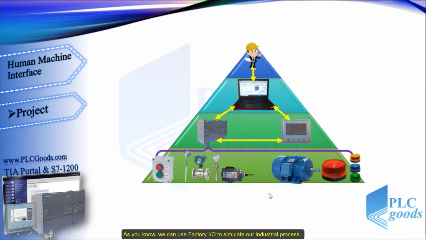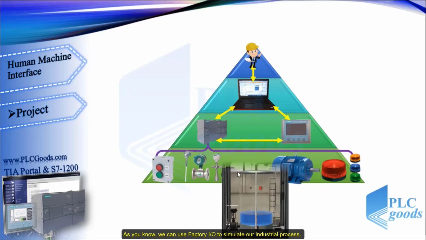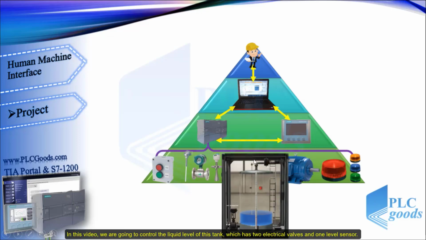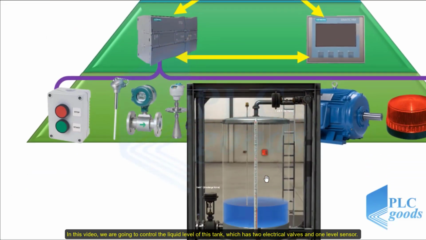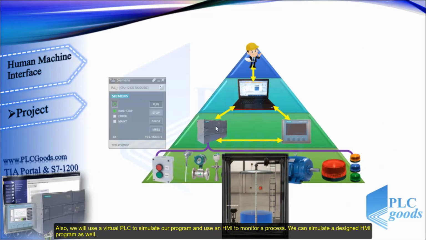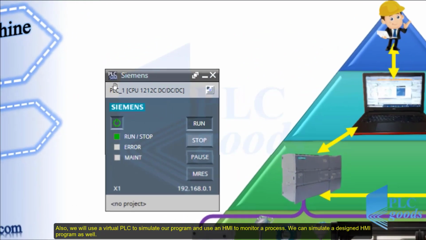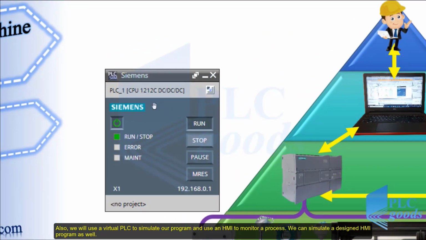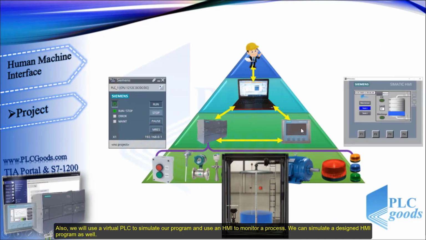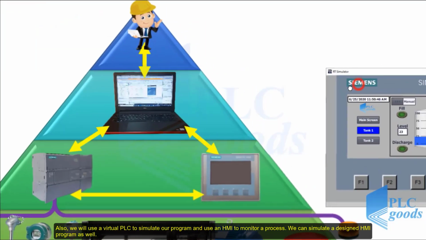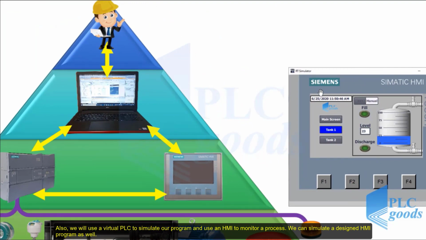As you know, we can use Factory IO to simulate our industrial process. In this video, we are going to control the liquid level of this tank, which has 2 electrical valves and 1 level sensor. Also, we will use a virtual PLC to simulate our program and use an HMI to monitor a process. We can simulate a designed HMI program as well.